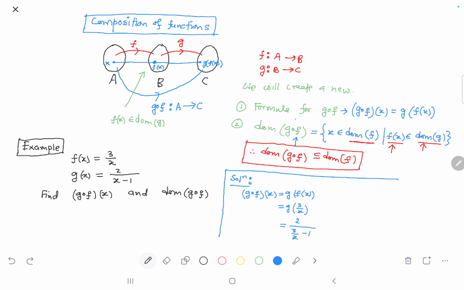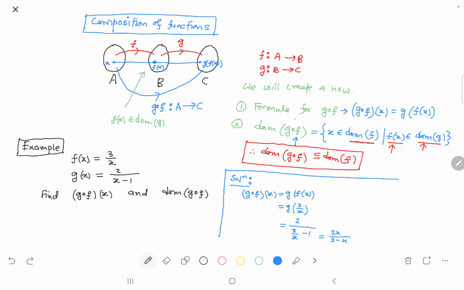Right. Now, what we can do? We can simplify this. Before we go to the simplification, let me calculate the domain. So, let me write here the simplification. It will be 2x divided by 3 minus x. After simplification, what should we get? I'm writing here, we'll get 2x over 3 minus x. Is it okay? Okay. Just simply, we simplify this expression.